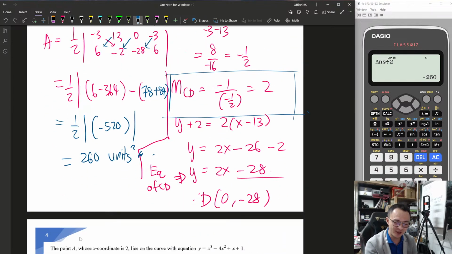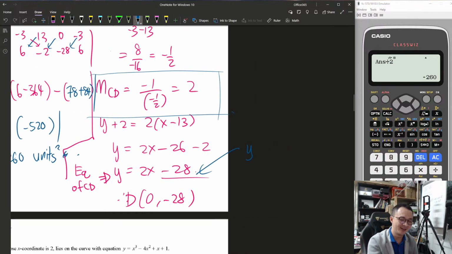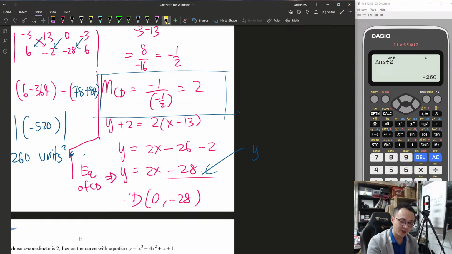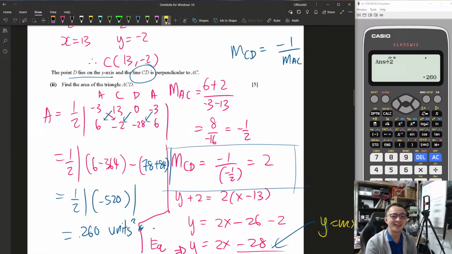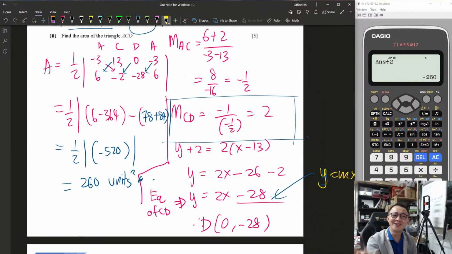After you change this into y equals mx plus c, you should know c is the y-intercept, so c itself gives the D coordinate. For the y-intercept, x must be 0, and then y is negative 28. This is how I get the coordinate D. Because without the coordinate D, there's no way you can get the area of ACD.